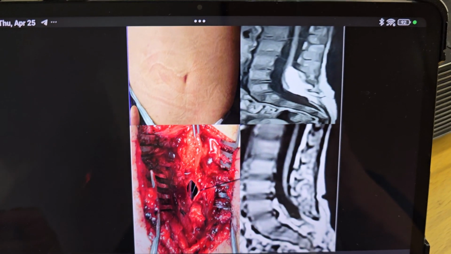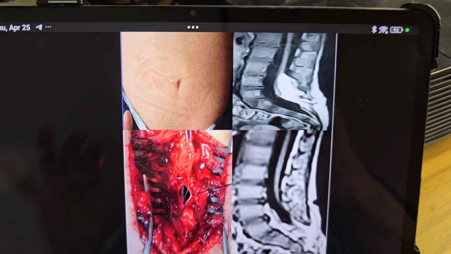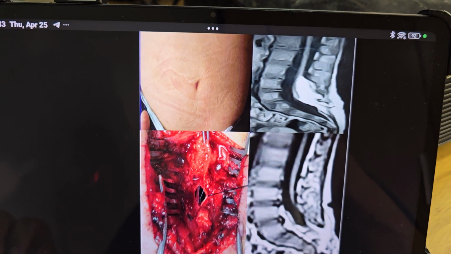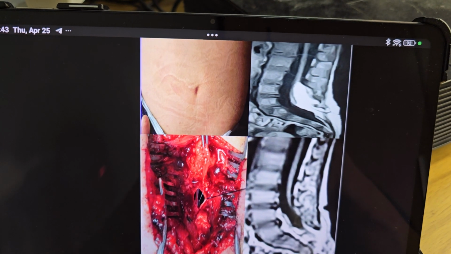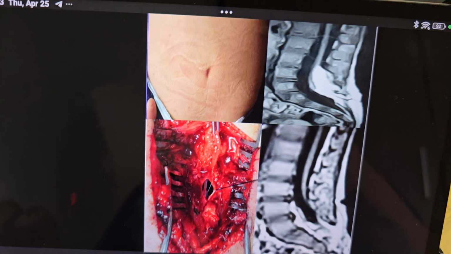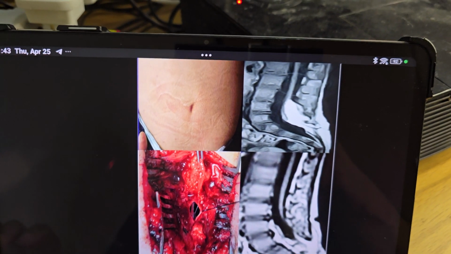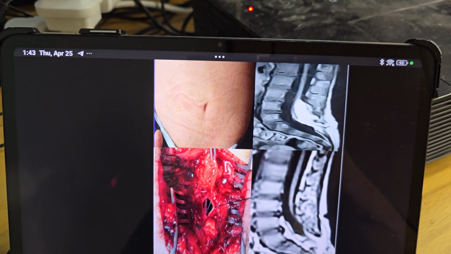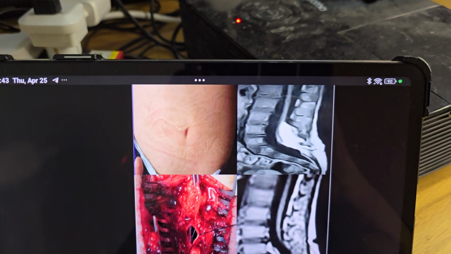Once the dura is exposed, a midline incision of the dura and the arachnoid membrane is made. And I want to show you one thing here. You can appreciate there is definitely dimpling of the skin, which is a sign of tethered cord syndrome. And then you can appreciate the MRI sagittal views showing how the tethering is happening.